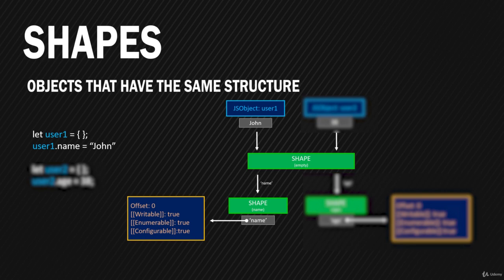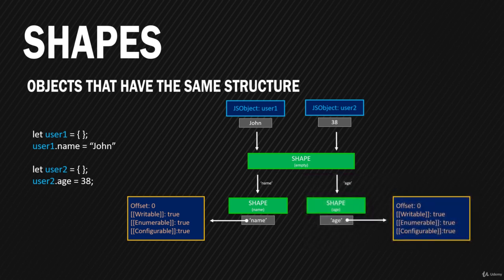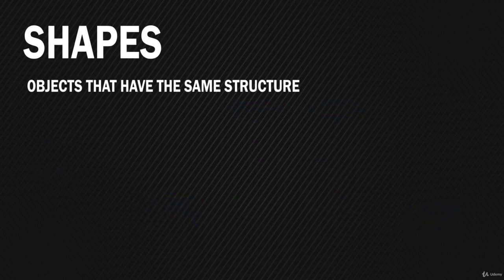Okay, and let's create user2. User2 is also going to start with an empty object, but then let's add a different property called age. What is the result of all this? Well, we're going to have 2 objects, but they're going to be 3 shapes. There's going to be 2 shape chains, one related to user1 and another related to user2. But let me ask you this now. Does this mean there's always going to be an empty shape associated with every object? No, not at all. Let me show you another example.